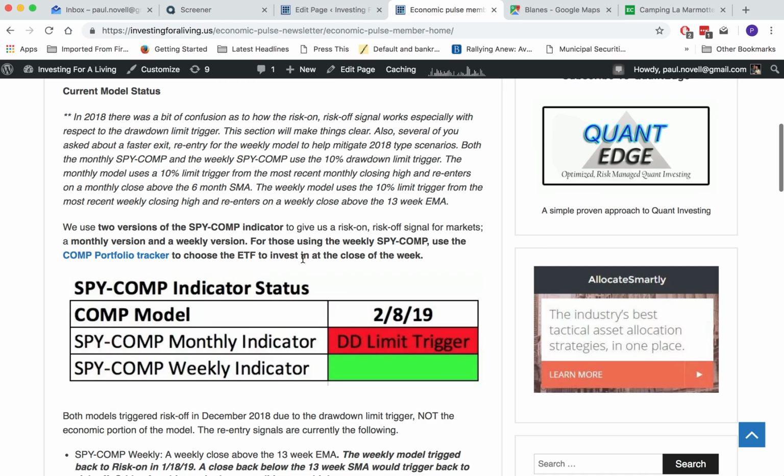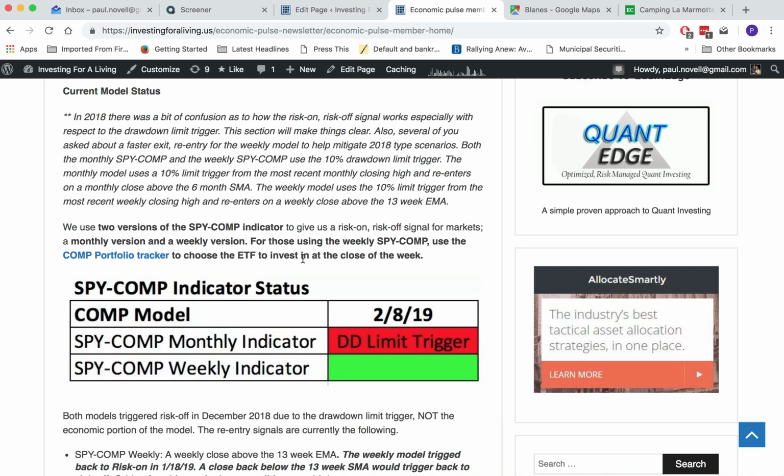The newest section on the member homepage is the current model status. That was an attempt to address some of the confusion. So the current model status, I update once a week, and it tells you what's going on in each of the two main indicators. We have an SPY comp monthly risk on, risk off indicator, and we have an SPY comp weekly risk on, risk off indicator.